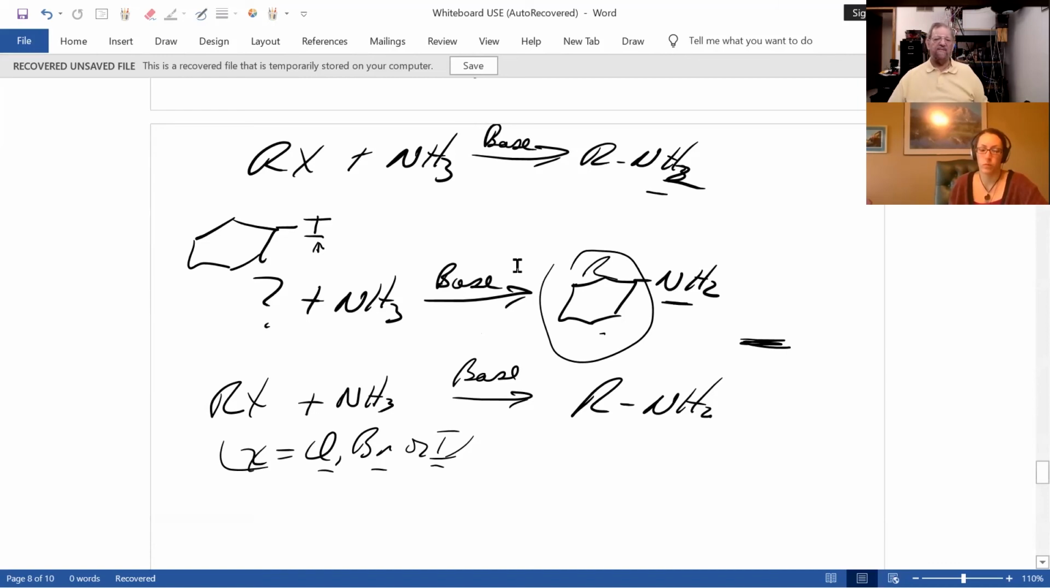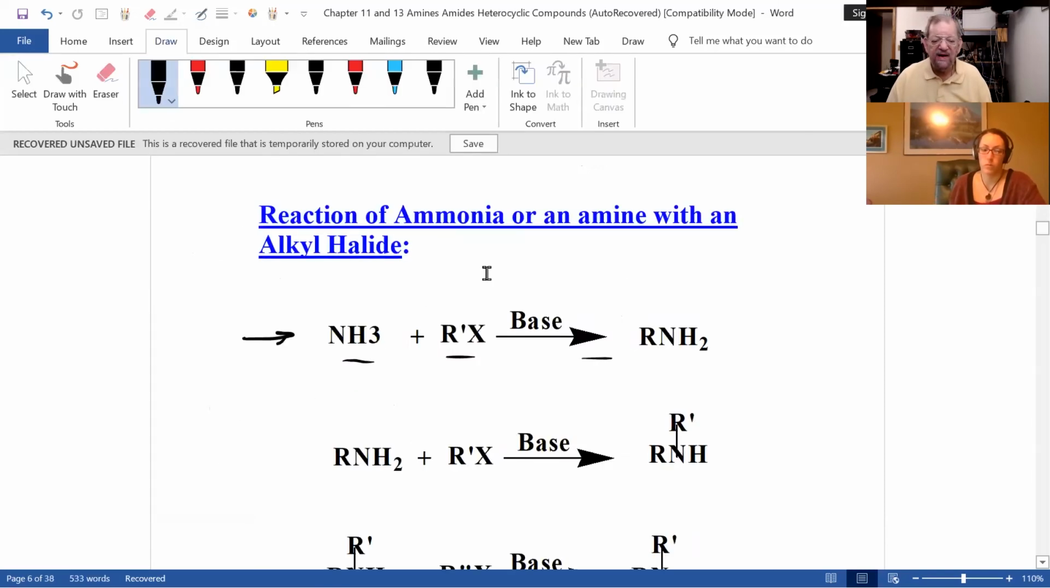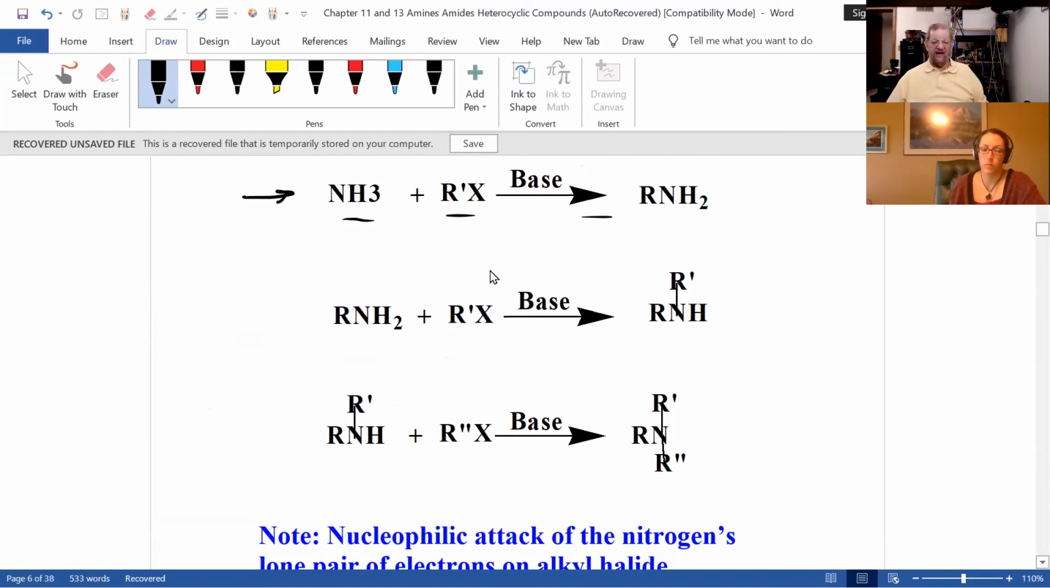Now, remember, it's the non-bonding pair of electrons doing what's called the nucleophilic attack on the carbon with the halogen. Well, what does that mean? If we look at the primary amine, it still has non-bonding electrons, which are nucleophilic. And if I take a primary amine now and react with different or the same alkyl halide in the presence of base, I'll make a secondary amine.